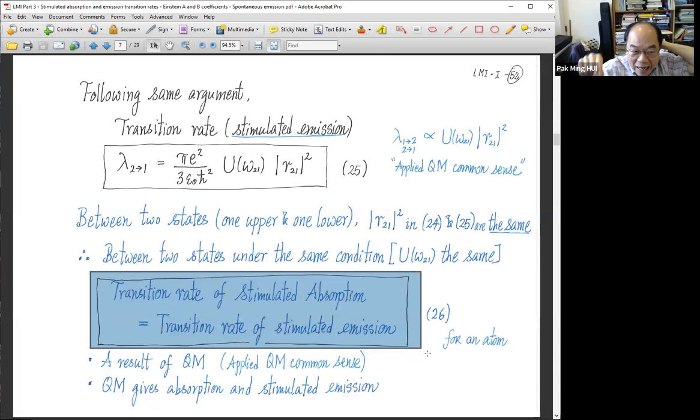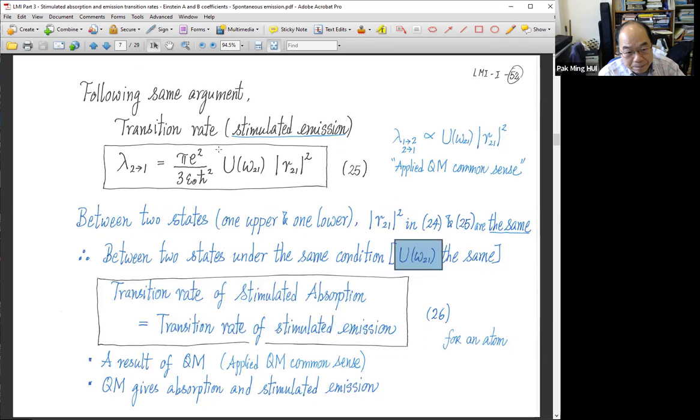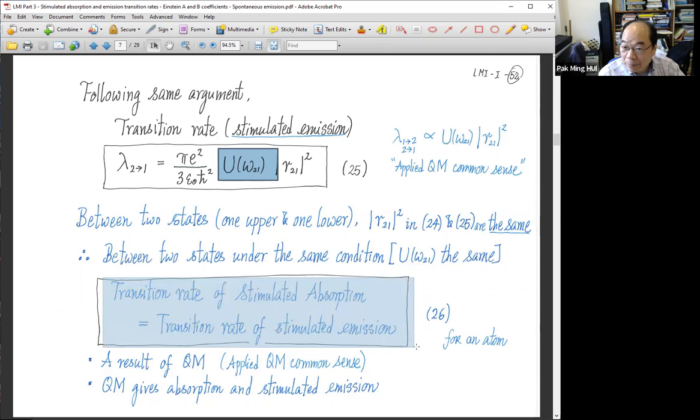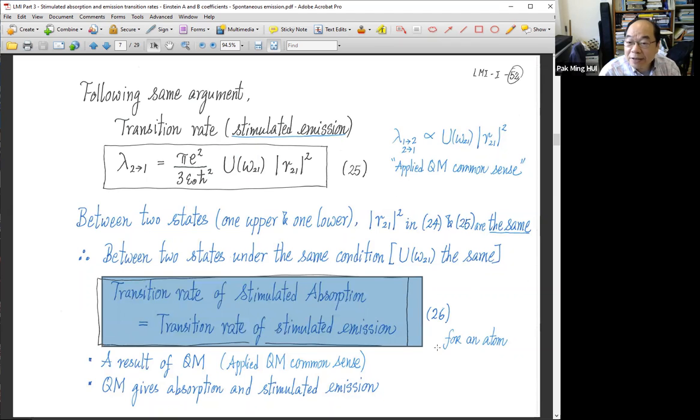Also, lambda, which is divided by time, okay? The rate, lambda 1 to 2 and lambda 2 to 1. We have derived it by Schrödinger quantum mechanics. And we found, provided that the light intensity U is the same, then the transition rate of stimulated absorption is equal to the transition rate of stimulated emission. So that is what we know.